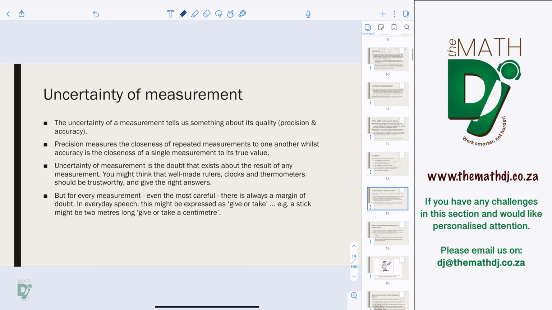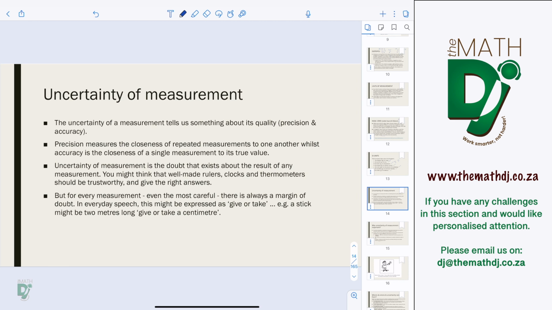Let's move to the next subsection, uncertainty of measurement. The uncertainty of a measurement tells us something about its quality, precision, and accuracy. Precision measures the closeness of repeated measurements to one another, whilst accuracy is the closeness of a single measurement to its true value. So let me give you an example.